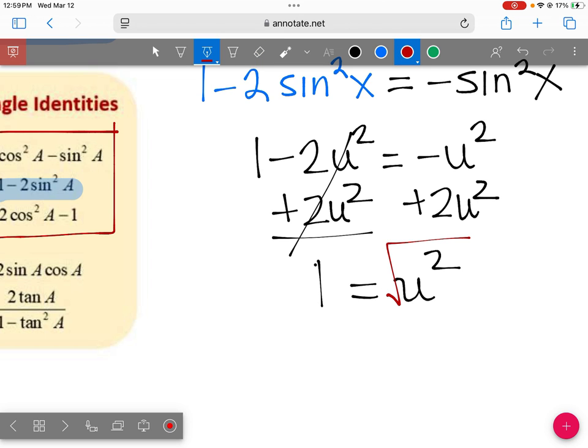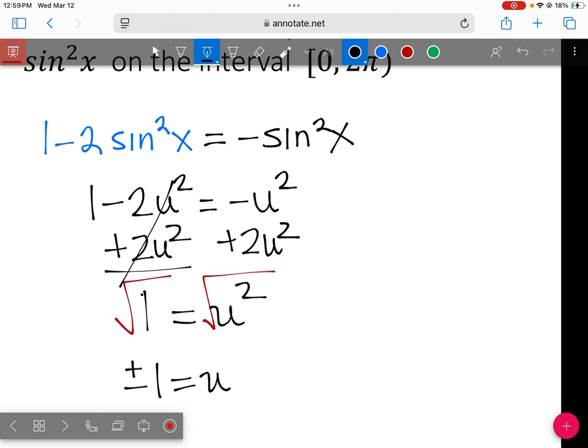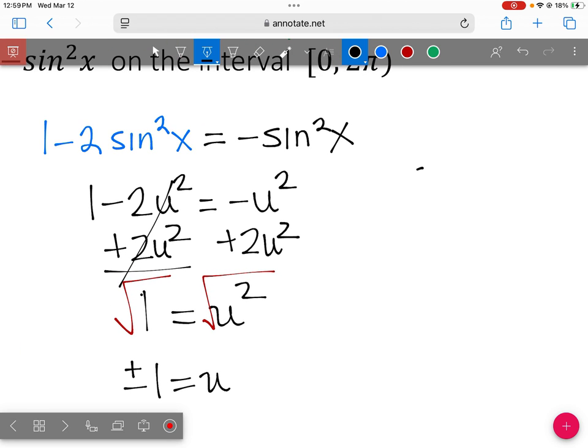When you take the square root of a number, you have to remember that you get 2 answers. It's plus and minus 1 equals u. So now we're ready to put, what does u represent again? Sine. So we know that the sine of x equals 1 and the sine of x equals negative 1.